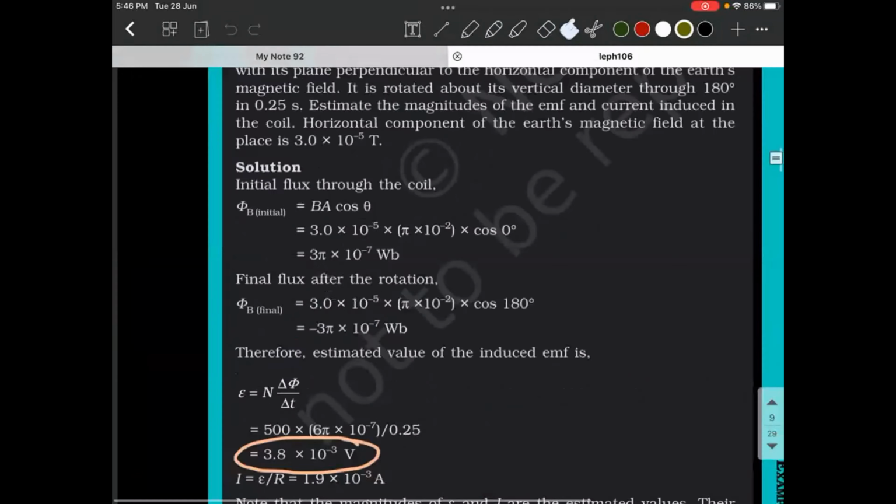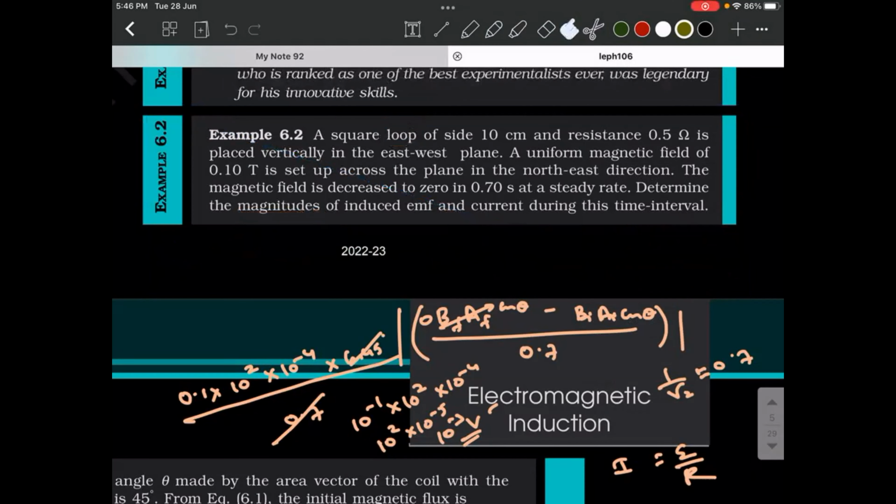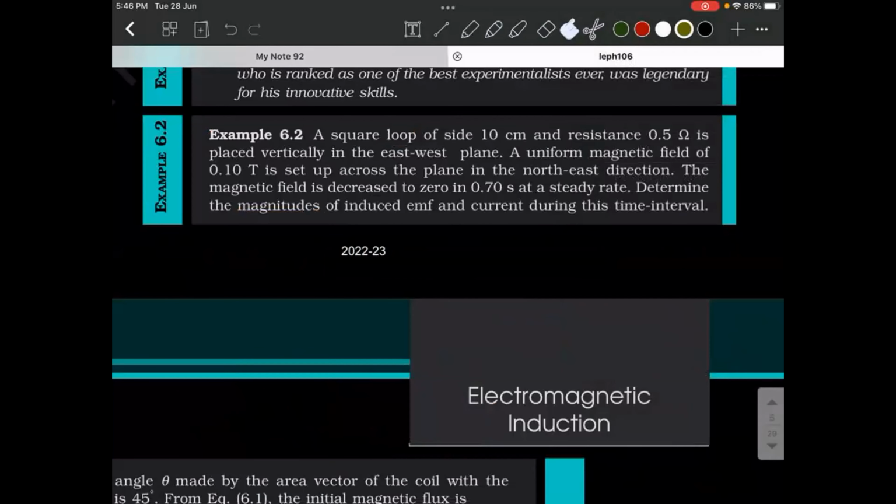Let's see if this works. Are you able to read the question? So there is a square loop of side 10 centimeter and a resistance of 0.5 ohm, which is placed vertically in the east-west plane. First, you have to imagine all these things. So never read the question completely. First, read it sentence wise. So what are they saying?